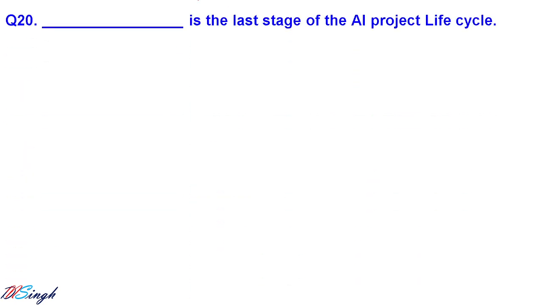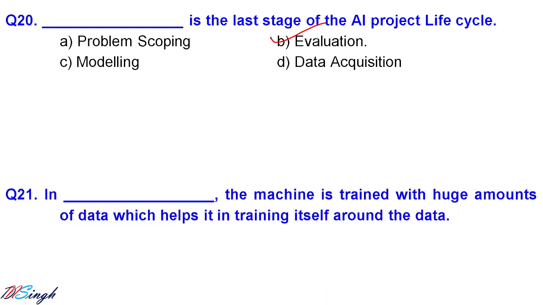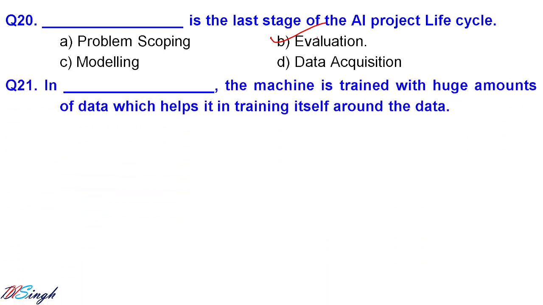Question number 20: which is the last stage of the AI project cycle? Evaluation is the last stage of the AI project cycle. Because we have first problem scoping, data acquisition, data exploration, modeling, and then evaluation.